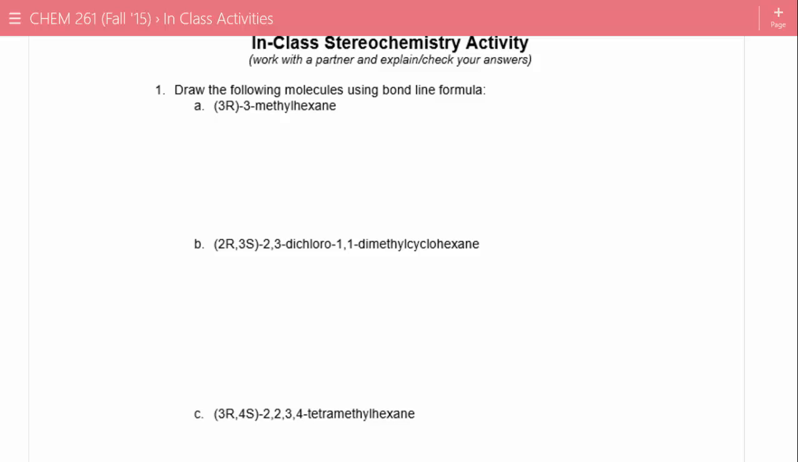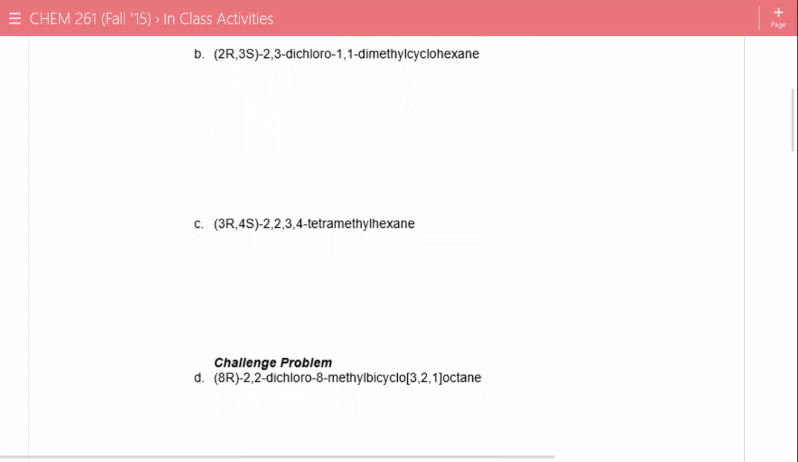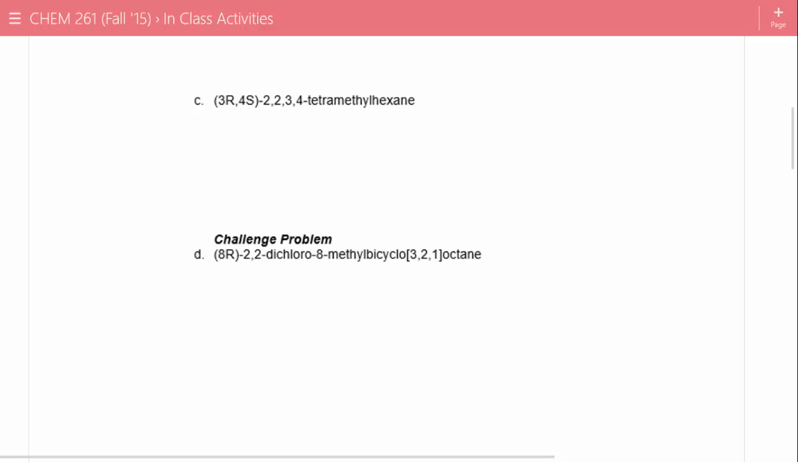And then for the next one, we've got 2R, 3S, 2,3-dichloro, 1,1-dimethylcyclohexane. So in that one, second carbon's R, third carbon's S. Then we've got another example for C. And then if you guys feel like, wow, this is super easy, throw me something hard. Problem D is tricky. You can spend a little bit of time working on problem D. Problem D is the hardest one on here.